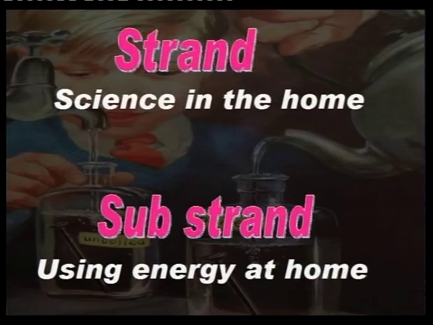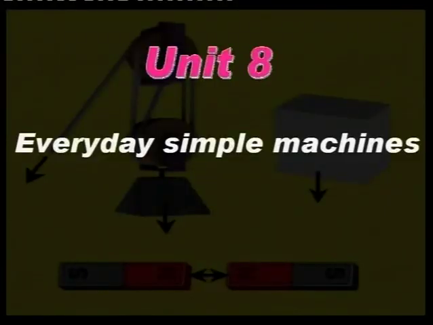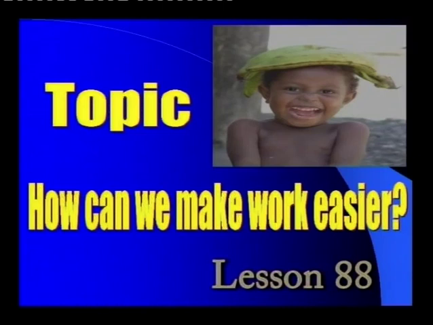Right, teachers, we are on the same strand, science in the home, and the same sub-strand. Our learning outcome is still 3.5, and it's Unit 8, Everyday Simple Machines. Our topic for today is how can we make work easier. And of course, this is lesson number 88. How can we make work easier?